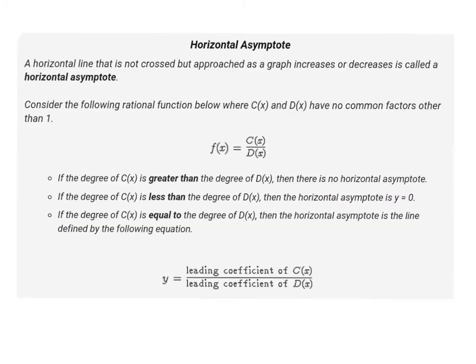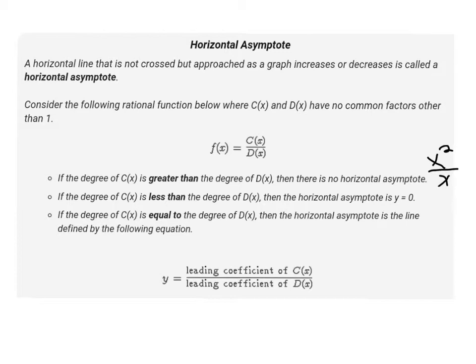Next, we're going to be looking at calculating the horizontal asymptotes of a rational function. So remember, a horizontal asymptote is a horizontal line that is not crossed, but it is approached as the graph increases or decreases. So it's going to get closer and closer to this line, but it's never actually going to touch it. So when you have a rational function, that means you're going to have a fraction. And so if the degree of your numerator is greater than the degree of your denominator, then there's no horizontal asymptote. So that would be like x squared over x.